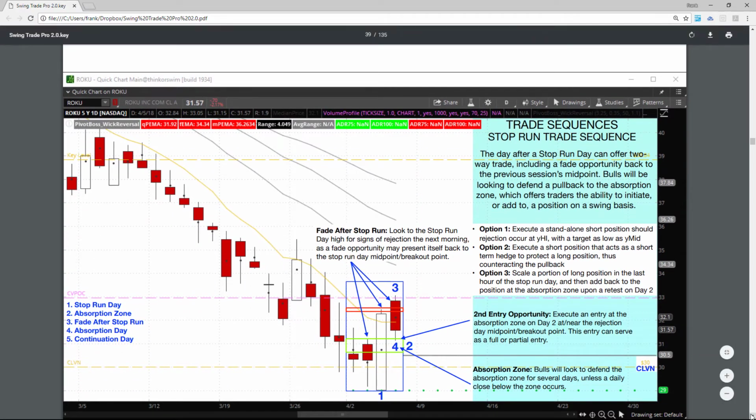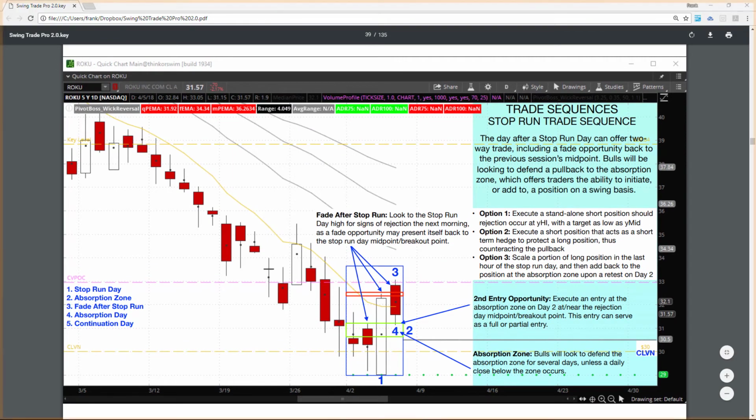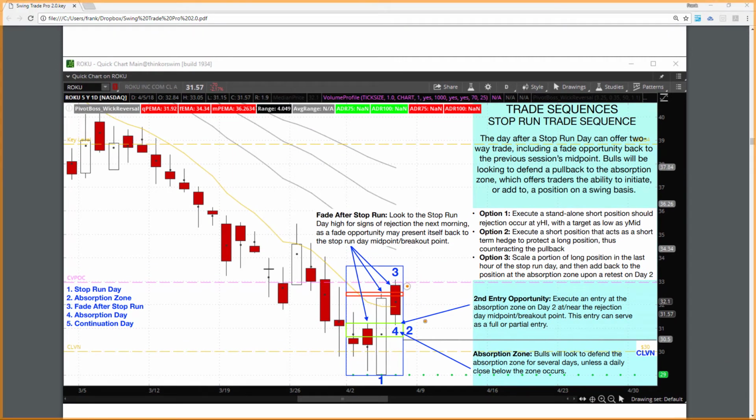All right, so here is the next session. Price gaps up. And remember, we have fade after stop run. So here's your stop run day. It closes near the highs of the day. Here's your high. And look at the next day. The next day gaps up, fails to hold above the high, and your counter trend move occurs right back to the absorption point and toward the midpoint. Again, that's your counter trend fade right there after a significant stop run.